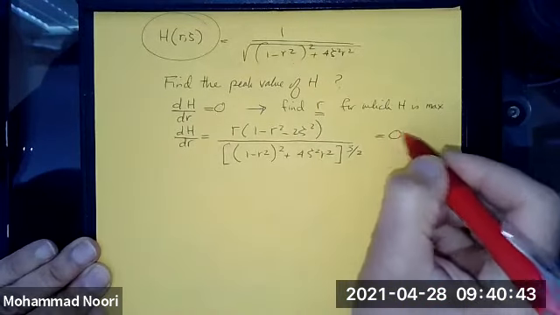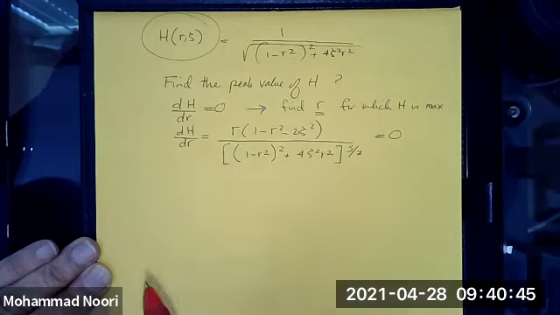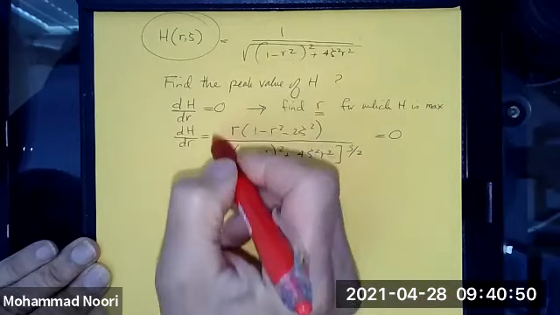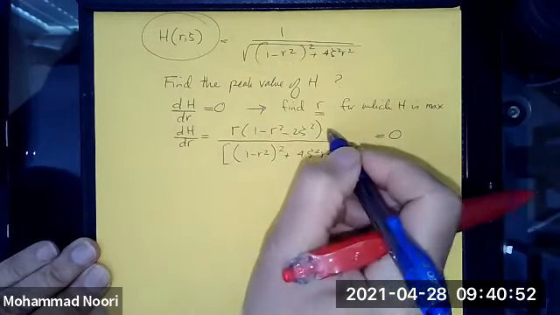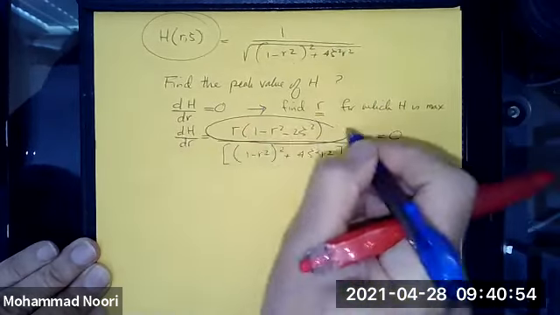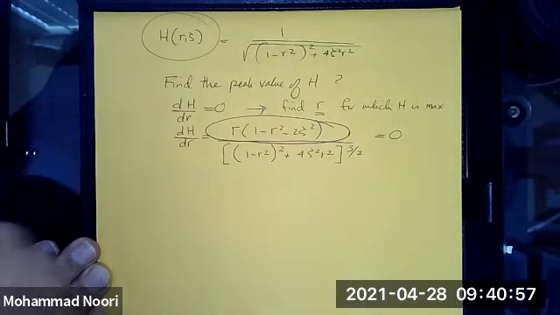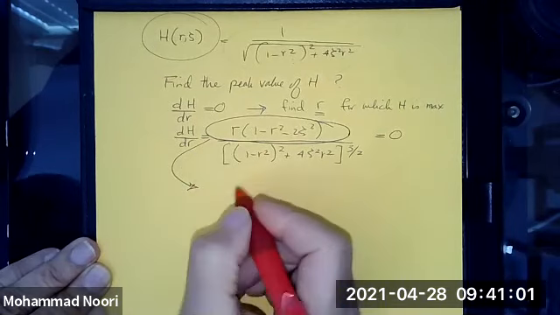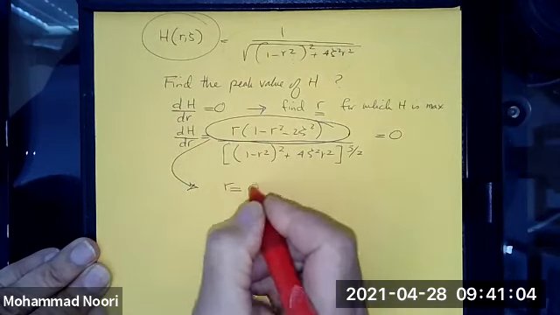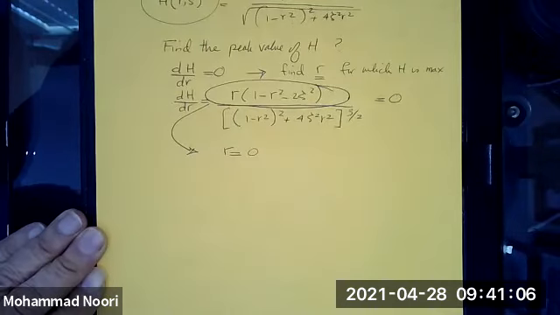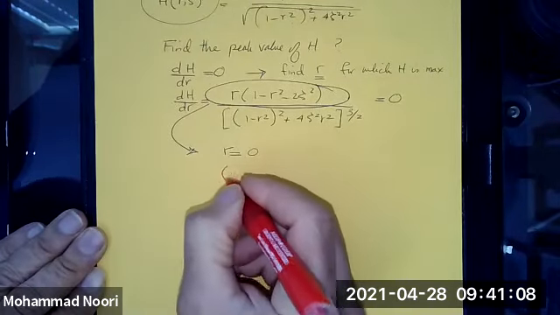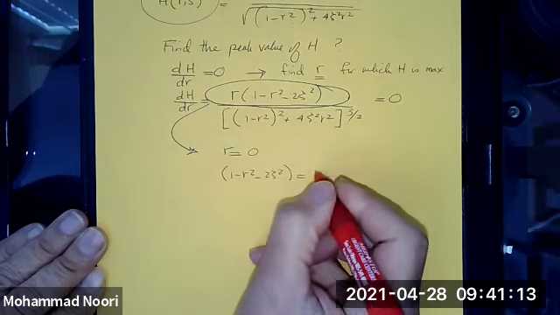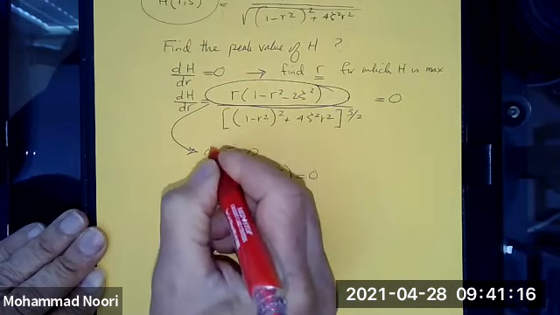So that is simplified to be this expression. So I need to equate this to 0 in order to find the R values for which this function is maximum, right? So when you say you need to set this equal to 0, means that you set the numerator equal to 0. So what happens? There are two possibilities. When you set that equal to 0, either R is equal to 0 or this is equal to 0. So there are two possibilities, right?